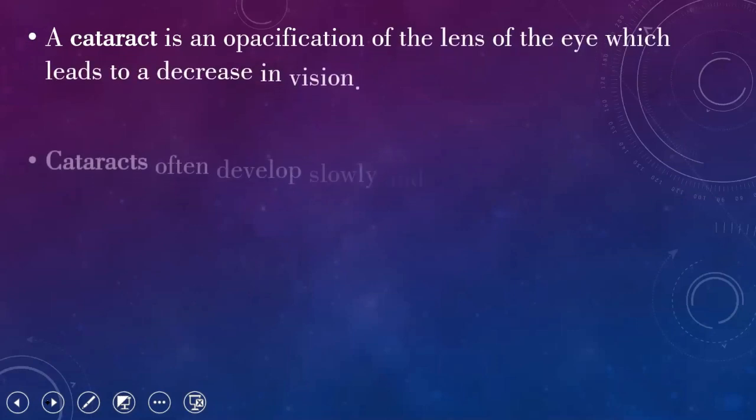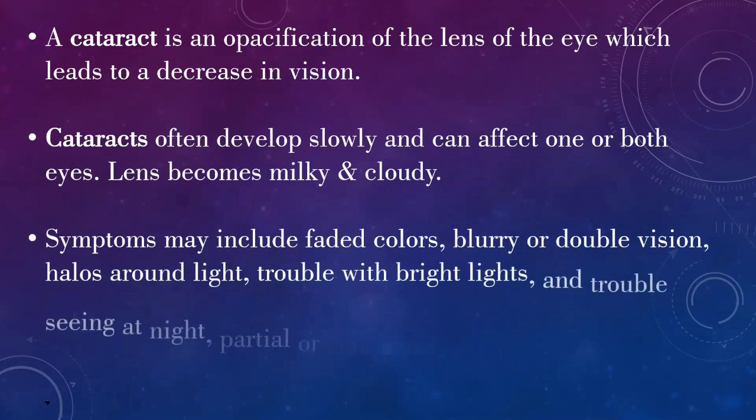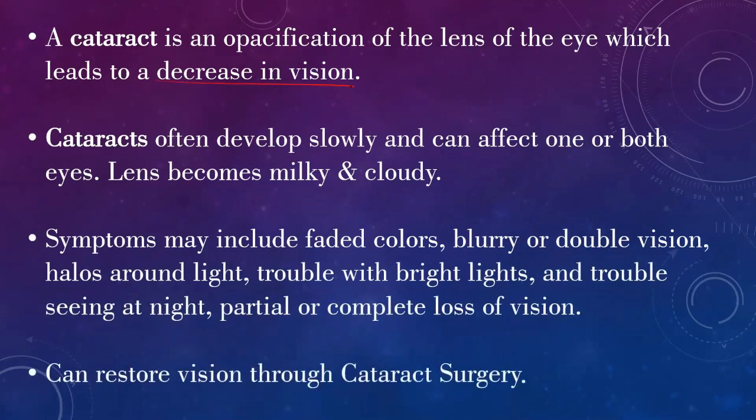It is opacification of the eye lens. It is also called ossification of the lens of the eye, which leads to decrease in vision. Cataracts often develop slowly and can affect one or both the eyes. What would happen? The eye becomes milky and cloudy. Symptoms may include faded colors. You are not able to see colors properly, blurry or double vision. Halos around light. That means if this is a ray of light which is coming, you will see small things around that also. That is called halos around light.